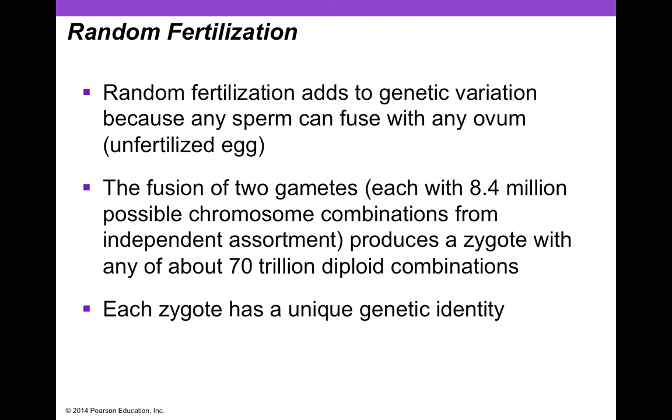Last is random fertilization. This is simply which sperm is going to fertilize which egg. So in humans, if an egg with more than 8 million possible combinations fuses with a sperm also with more than 8 million possible combinations, then the zygote, that very first cell, would be the product of the two possible combinations, which would be over 70 trillion combinations. This makes each person unique in their DNA fingerprint.